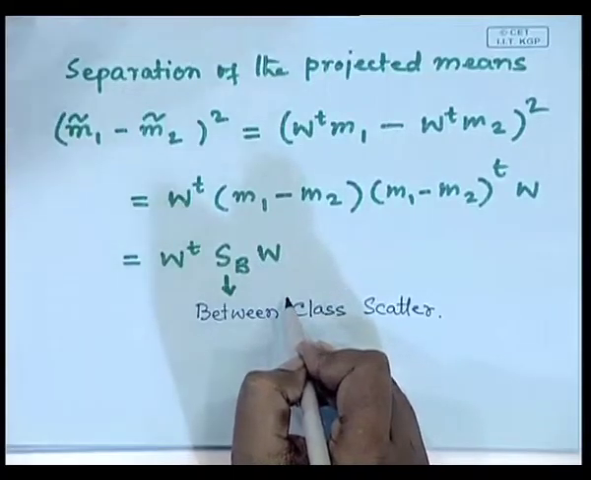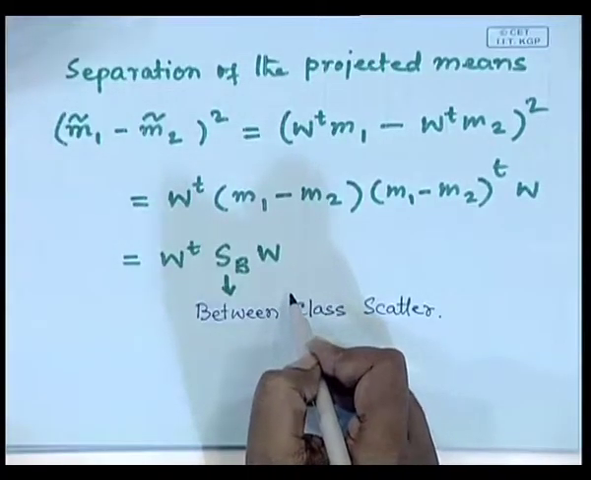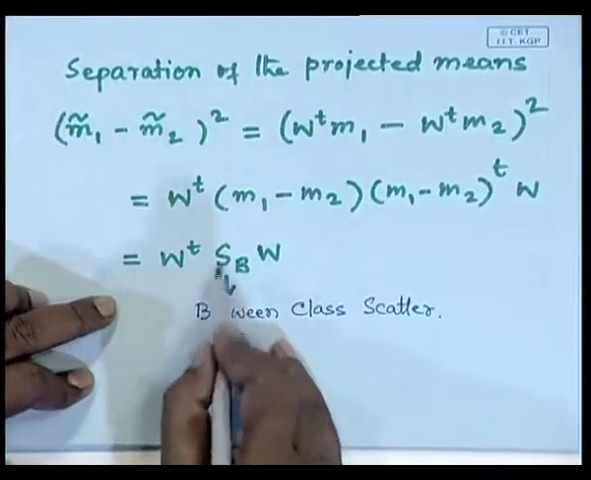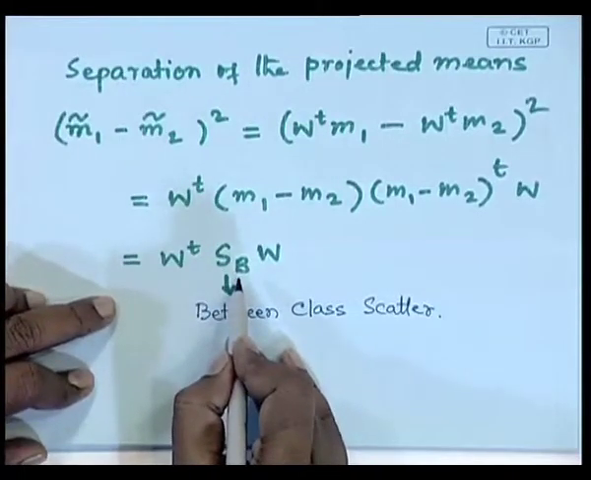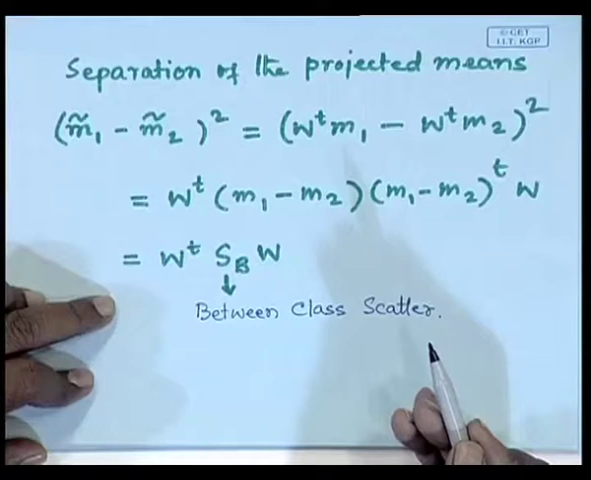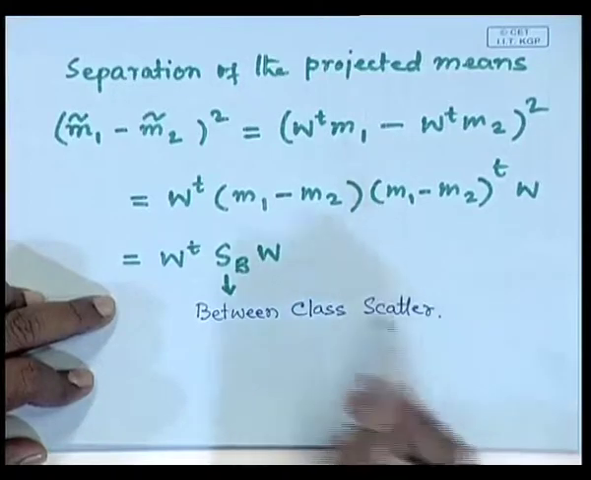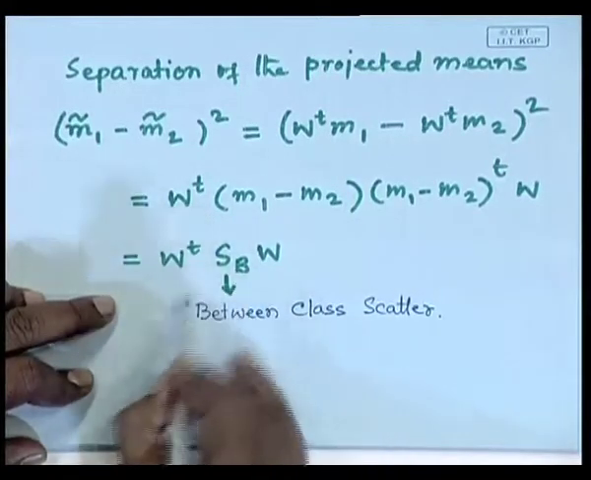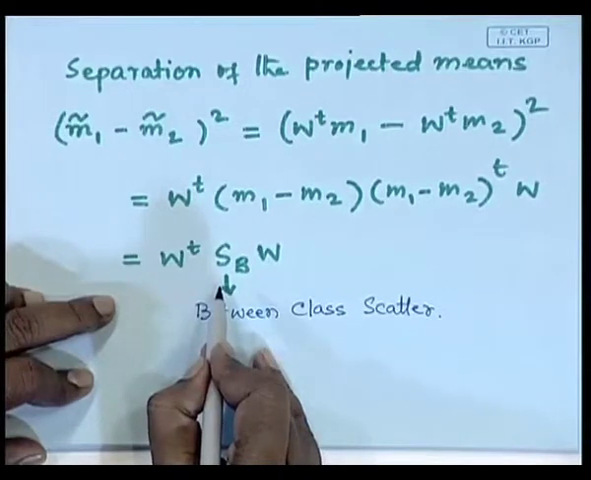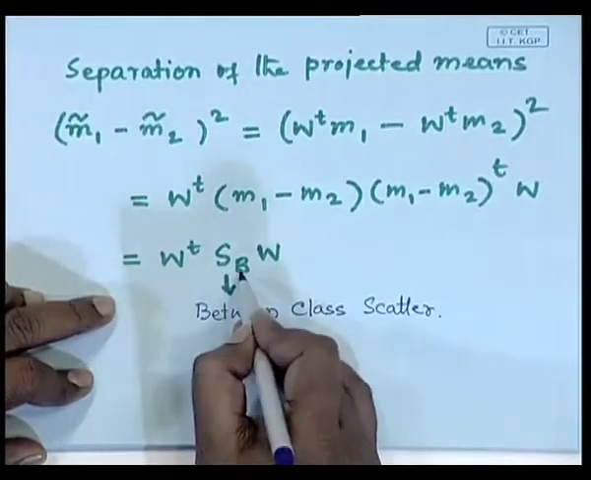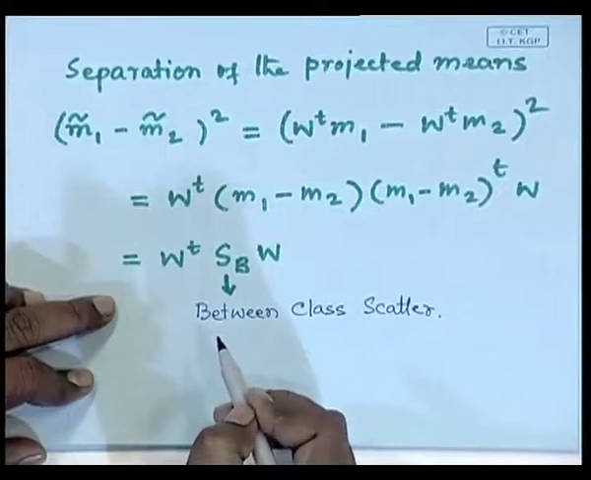As it is the outer product of two vectors, the rank of this scatter matrix S B will be at the most 1, not more than 1. And not only that, I can have some more observations about S B, or about S B W.